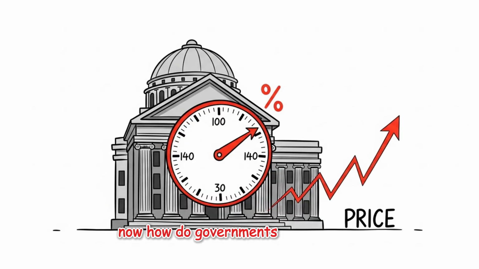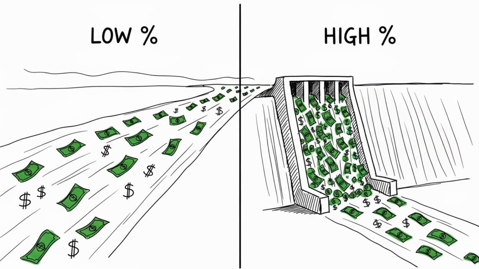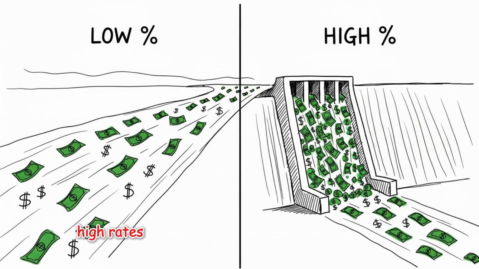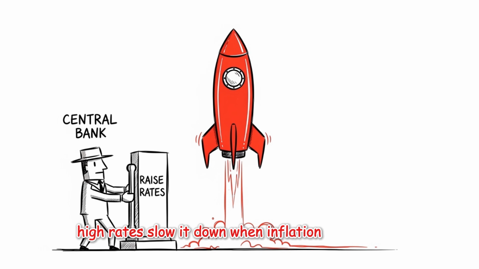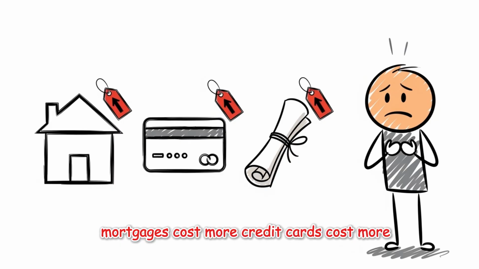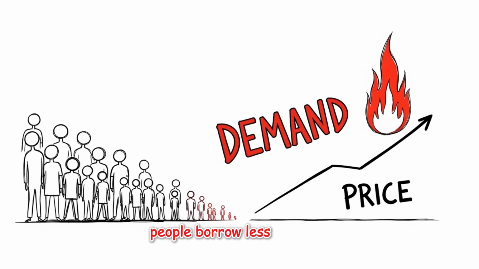Now, how do governments fight inflation? Mostly by raising interest rates. Remember, low rates encourage borrowing and spending. High rates slow it down. When inflation rises too fast, central banks increase rates. Loans become more expensive, mortgages cost more, credit cards cost more. People borrow less, spend less. Demand cools down. Prices stop rising as quickly.